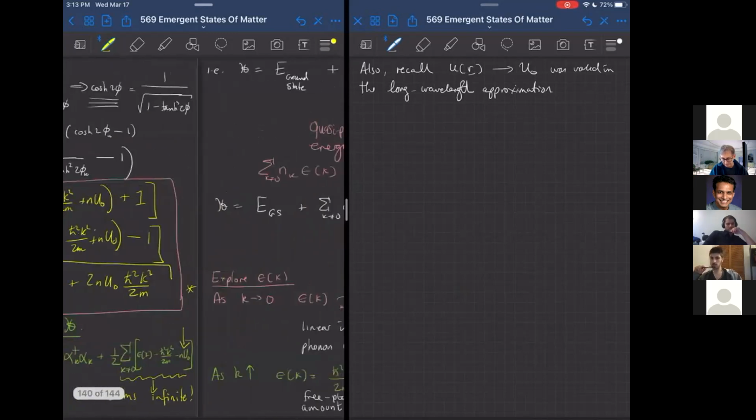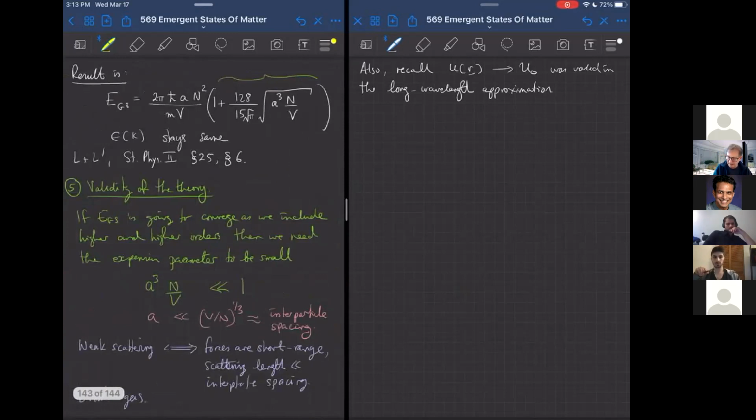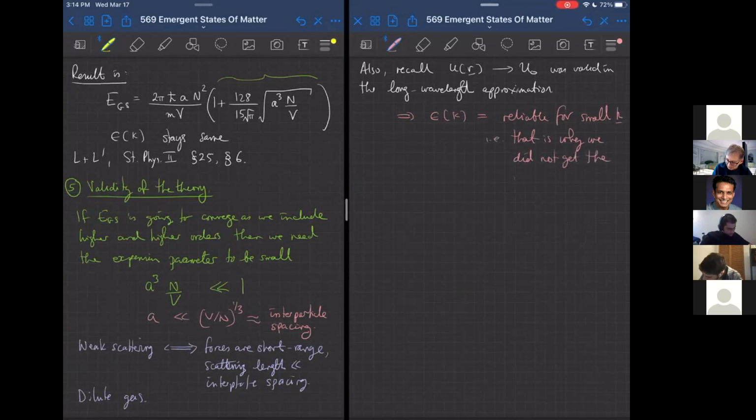And so by doing that, we are exactly looking at the long wavelength limit. So the upshot of all of this is that when we write down our formula for epsilon of k, we expect that to only be reliable for small k. And that is why we did not get, and could not get, the roton part of the spectrum.